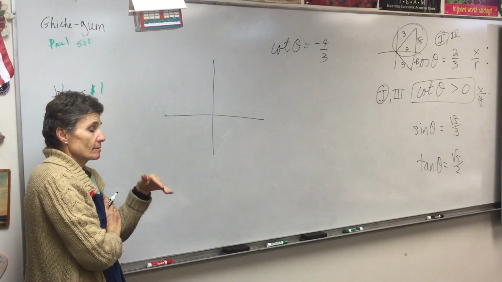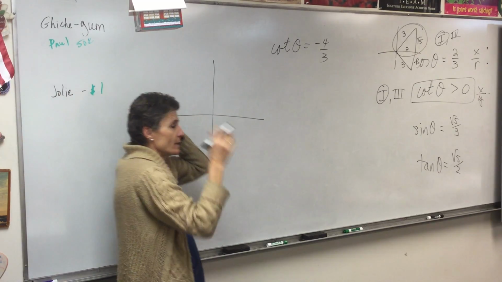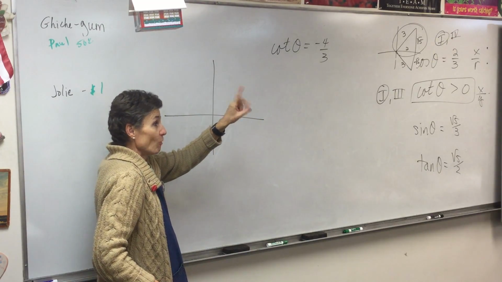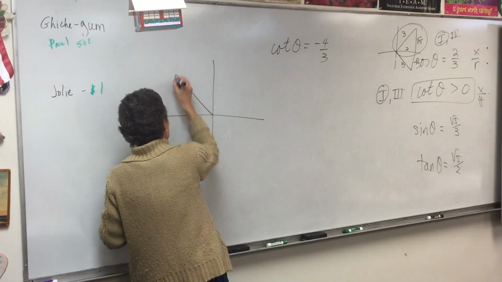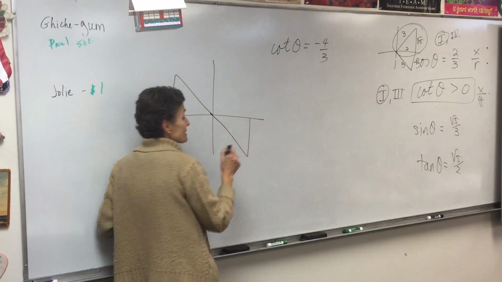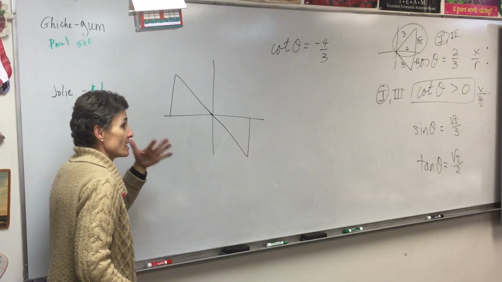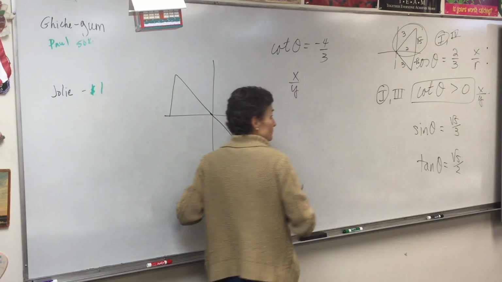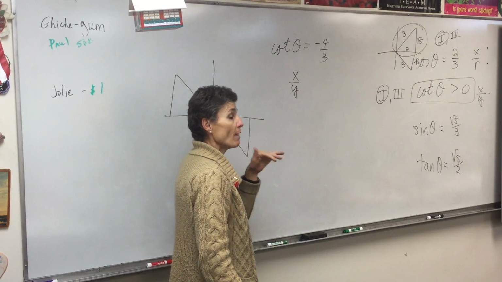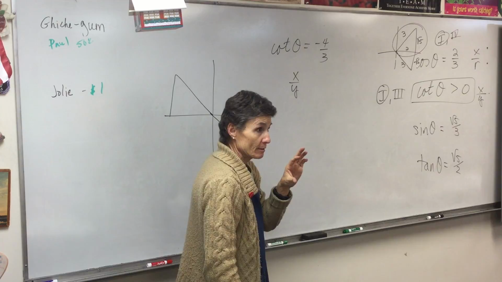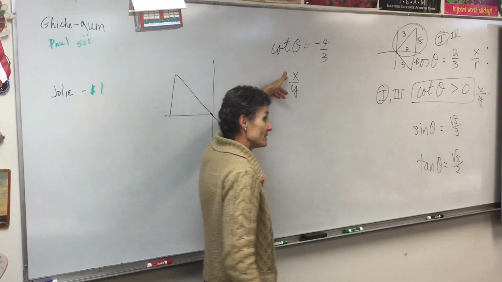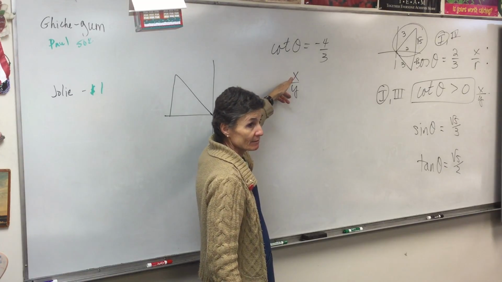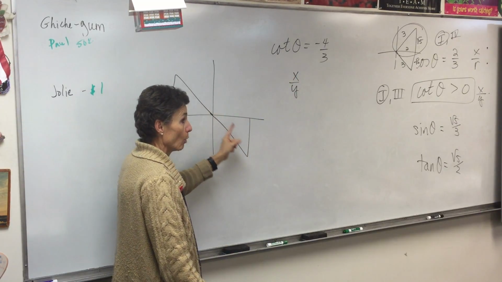It goes through all the stuff floating around in your brain. Quadrant 2 is one of them. Or 3. Or 2 and 4. That's where your cotangent is negative. Now stop and think. Cotangent is x over y. If you want that to be a negative fraction, then doesn't that mean one of these has to be negative? Not both of them, one of them has to be negative. That happens here or here.